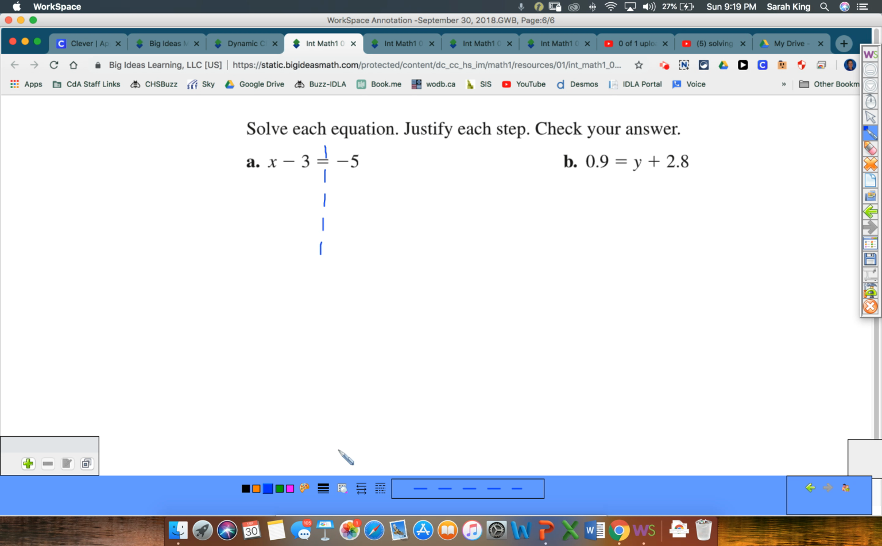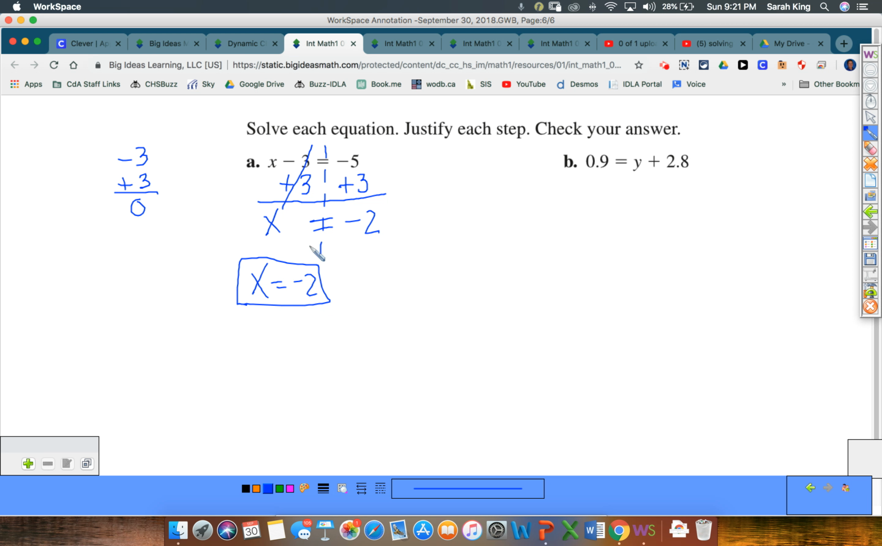That's my final answer. But just to guarantee that this is exactly the right answer, it says right here, check your answer. If it says to do that, then I expect that you are going to show your work in a check-your-answer type of way. So if x equals negative 2, you rewrite the original equation, x minus 3 equals negative 5. Then you take that negative 2 and substitute it into the x location. So it'd be negative 2 minus 3 equals negative 5.